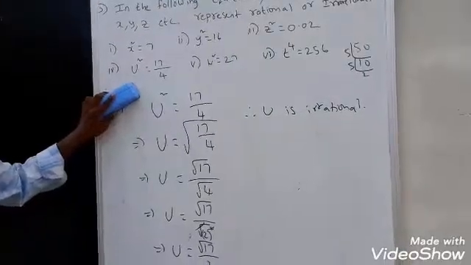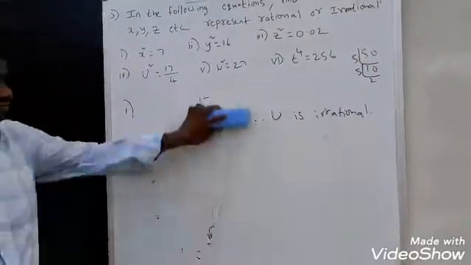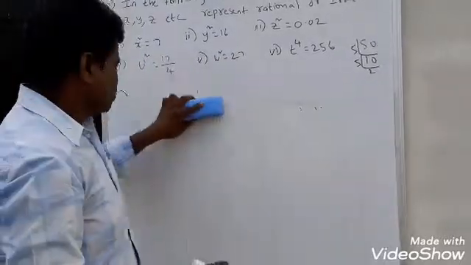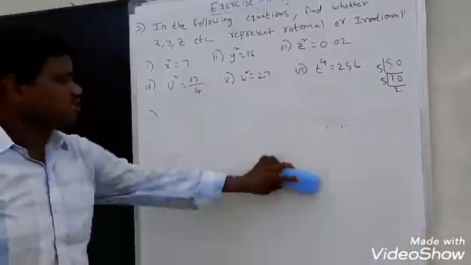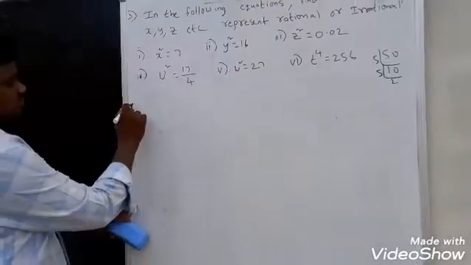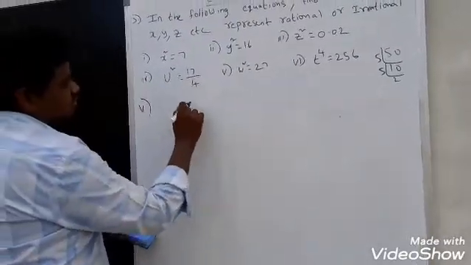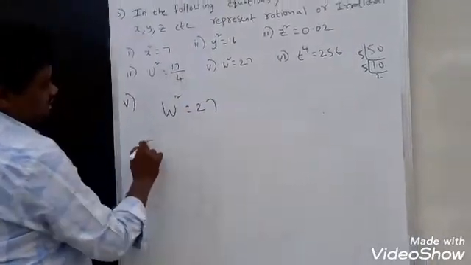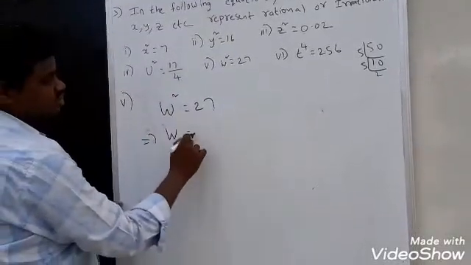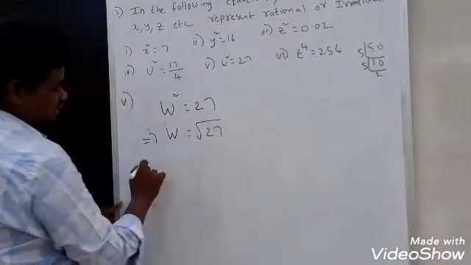Like that, if you take the fifth problem, what is the fifth problem here? w square equal to 27. So the fifth problem we are going to explain now. w square equal to 27. So w square equal to 27 implies, as you already know, w is equal to root of 27.